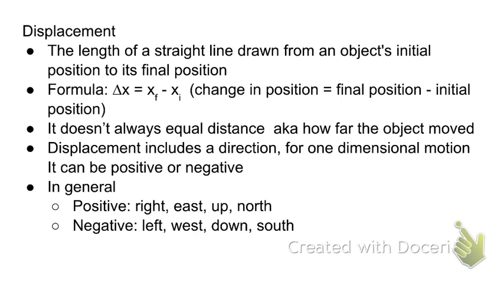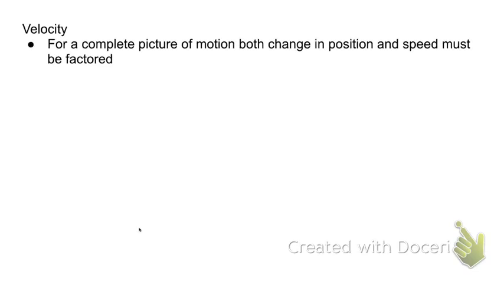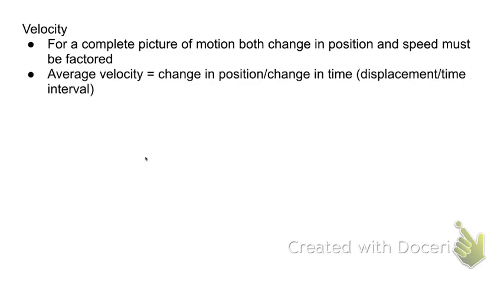So, velocity. For a complete picture of motion, we need to know both how far we went, our change in position, and also we must factor in time. So we use the formula: average velocity is equal to change in position divided by change in time, or displacement divided by time interval, if you would like different words.